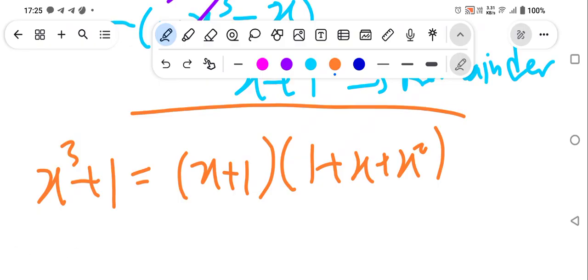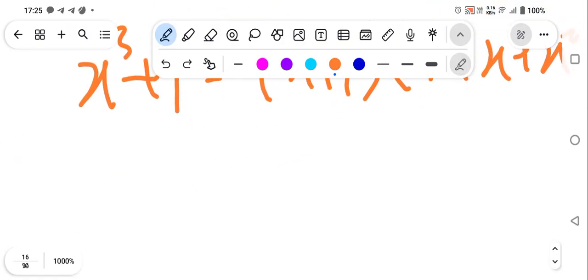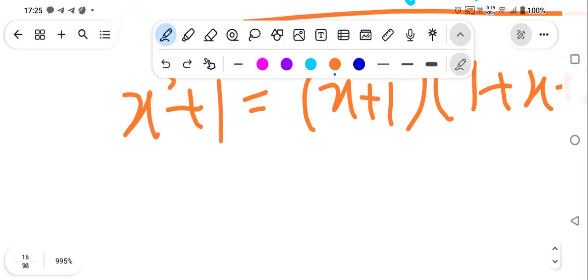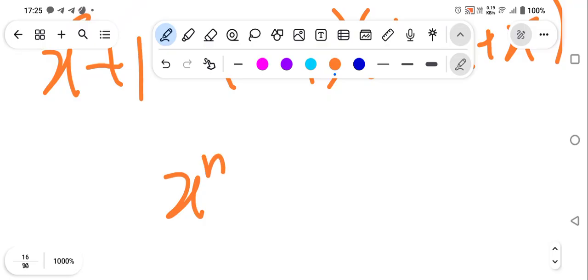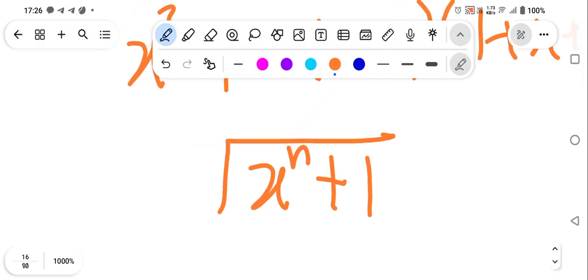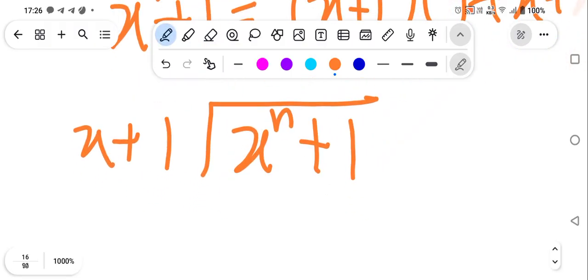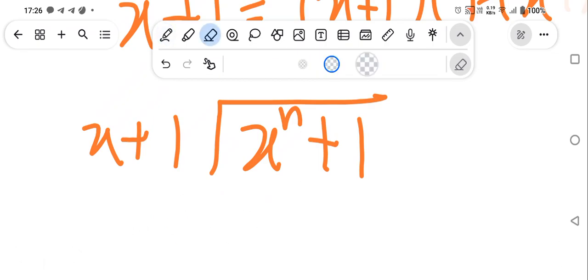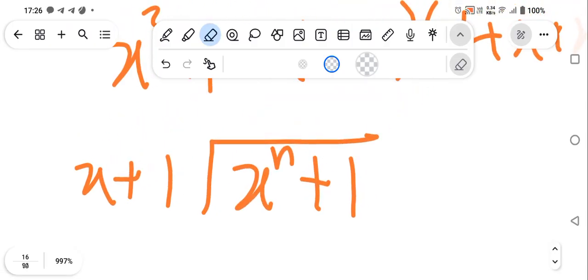So now I'm gonna try to divide. So let's say what if n is some odd number. So now I'm trying to divide x power n plus 1 by x plus 1. So this is like factoring, because if n is odd, then negative 1 to the power n plus 1 is 0. Whenever n is odd, we can substitute negative 1. So the goal is we need to divide this.